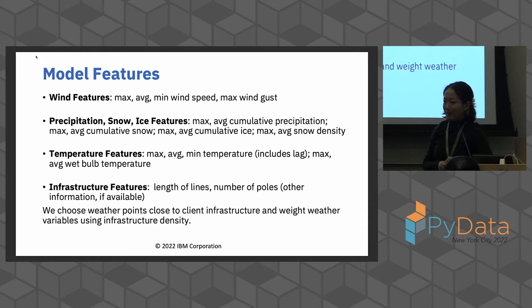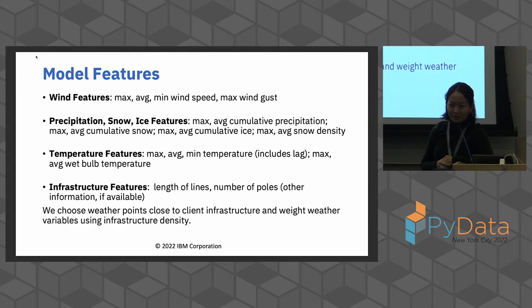And the next group of features is infrastructure features. So we use these features indirectly and directly in the model. These features include the number of poles and the length of wires or lines. These are different features that describe the infrastructure of the client. So we use these features directly in the model.